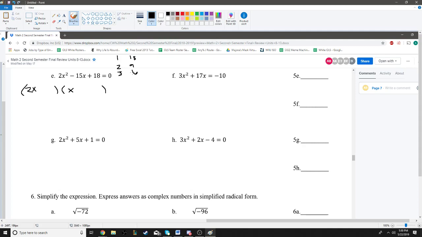I know that I cannot use 18, 2, or 6 on the left side because they have that 2 in common. Remember, we don't want to have a common factor. So I either have to put a 9 in there, or I have to put a 3 in there maybe. Let's try 3.